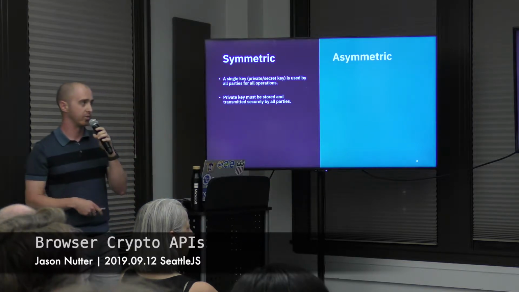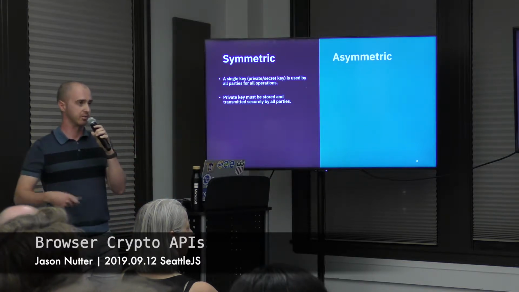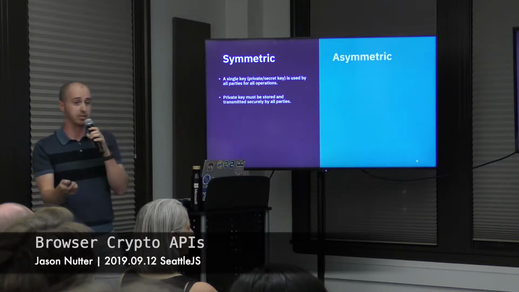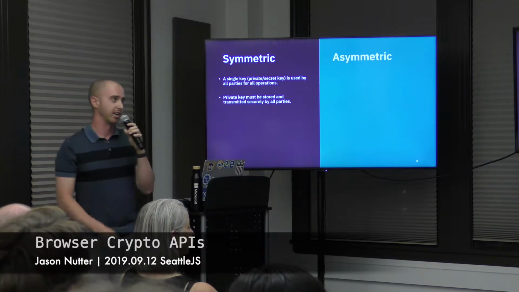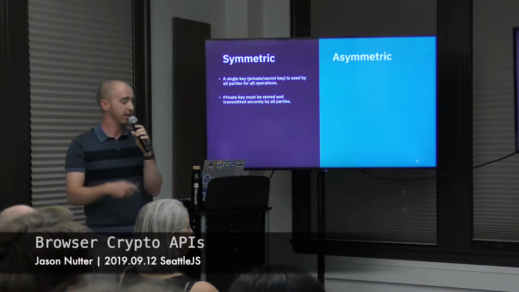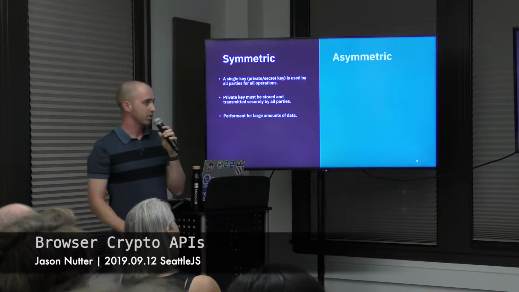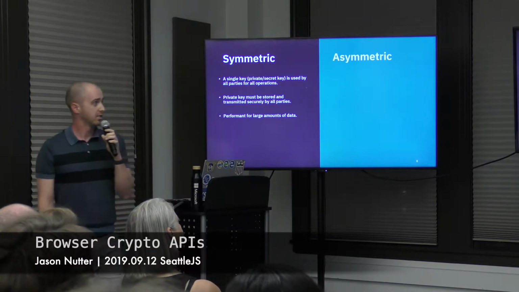The private key must be stored and transmitted securely by all parties. So if you have two systems and you're going to have a shared secret, you're not supposed to just email your secret key or put it over Instant Messenger or Slack or whatever like that. That's technically not really secure. So you don't want that to be compromised.